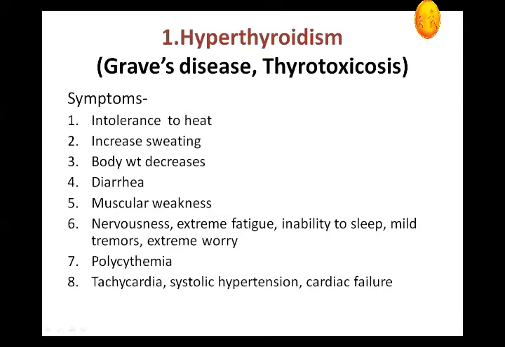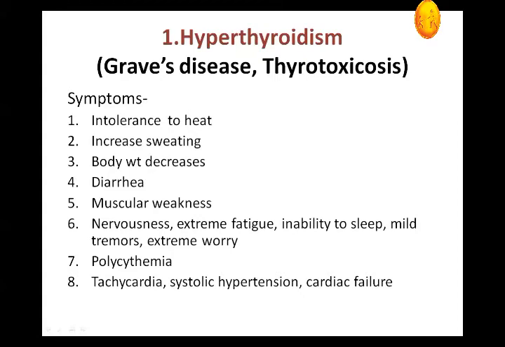polycythemia, tachycardia, systolic hypertension increases, and at one stage there may be cardiac failure. I forgot to tell the effect on the arteries. Due to this hormone, there is vasodilatation, which leads to decreased peripheral resistance, and that leads to a decrease in the diastolic blood pressure. But on the heart, there is increased force of contraction, so systolic blood pressure increases, while diastolic blood pressure decreases.